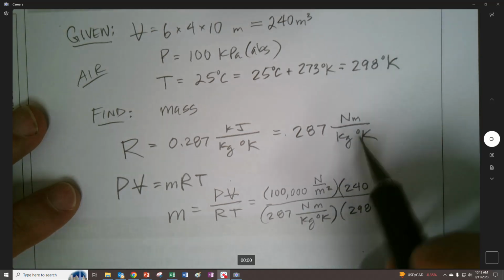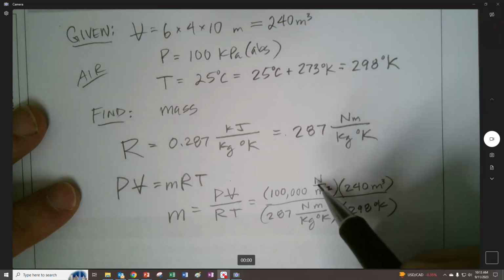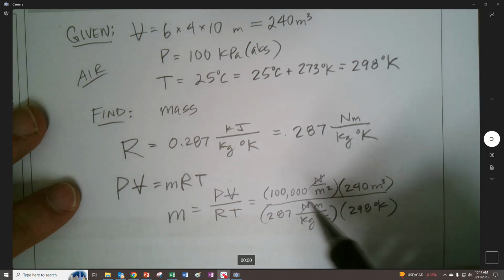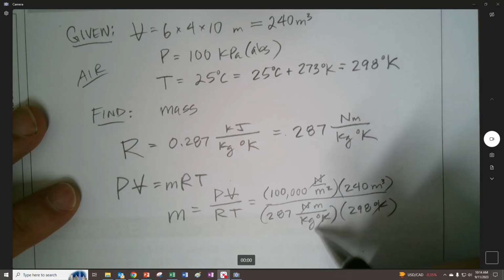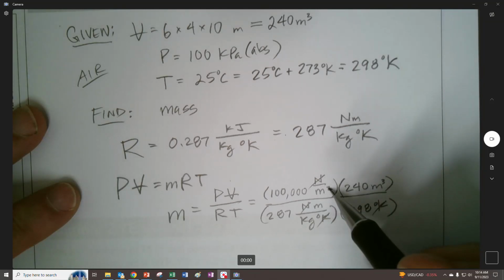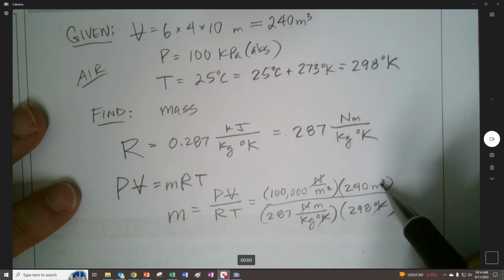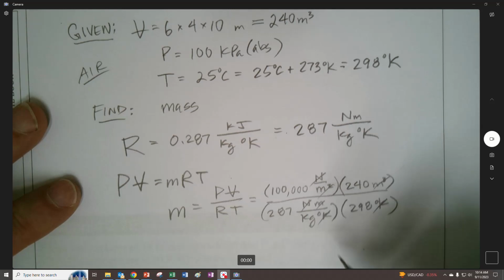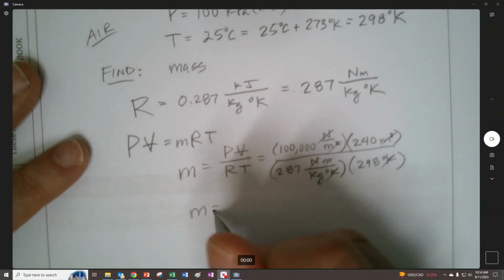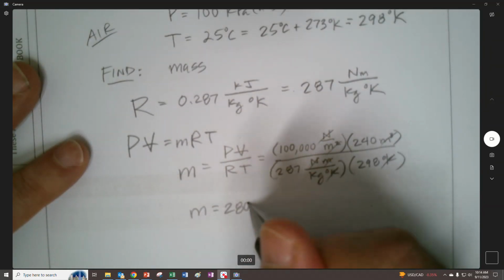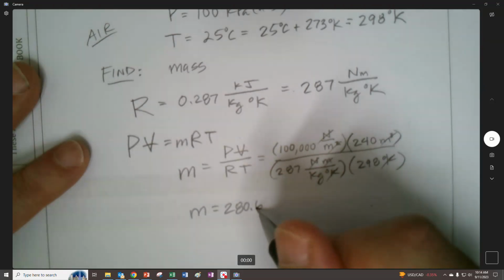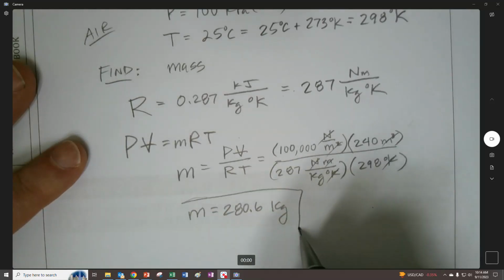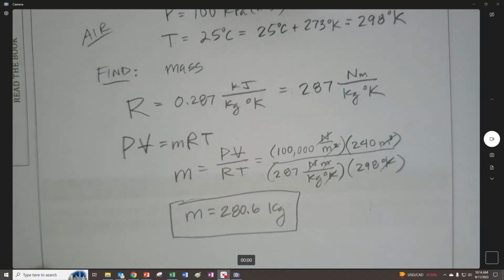So let's do a little bit of slashing off units. Here's Newton and a Newton. There's a kilogram, which is what we want. There's a Kelvin and a Kelvin. Here's a meter squared divided by meters, and there's cubic meters. There you go. It all works out, so we left off with a kilogram. We do the math, we get 280.6 kilograms. And we're only 4 minutes into this video.